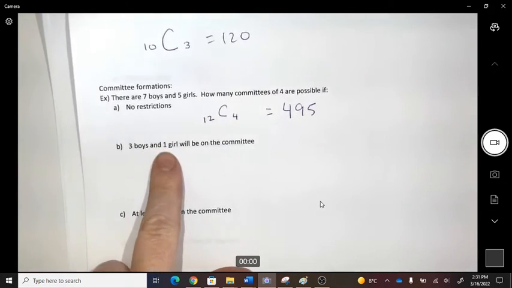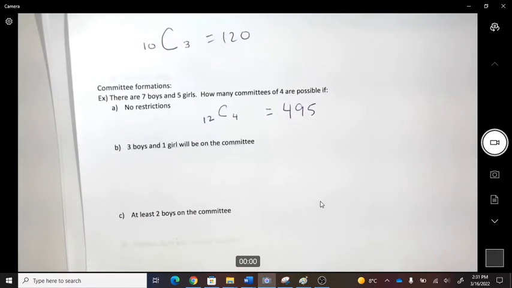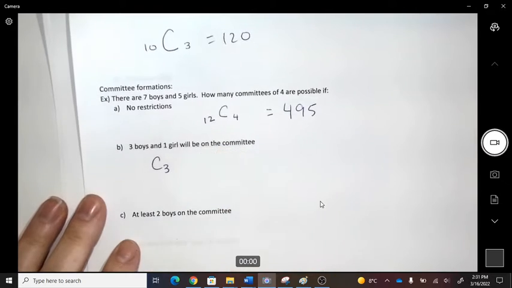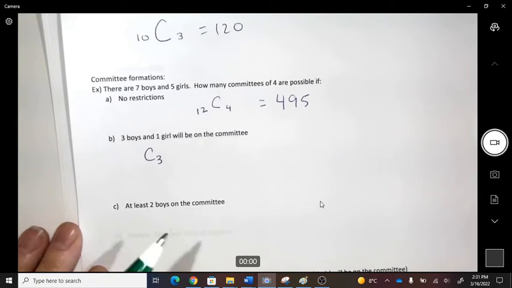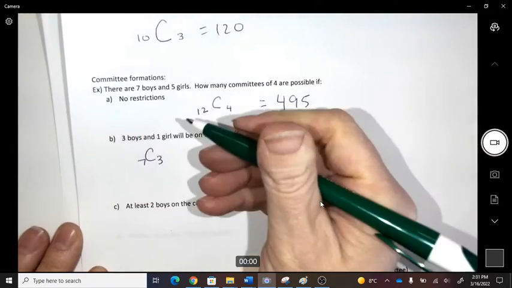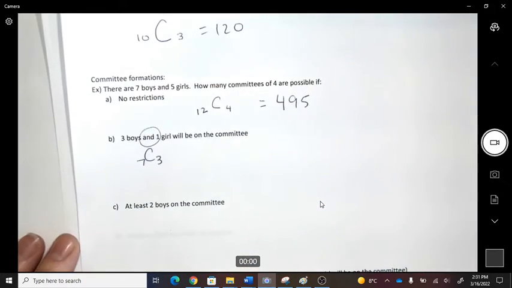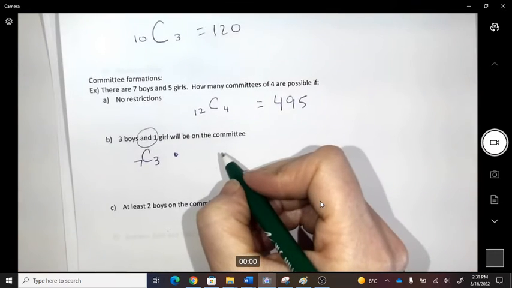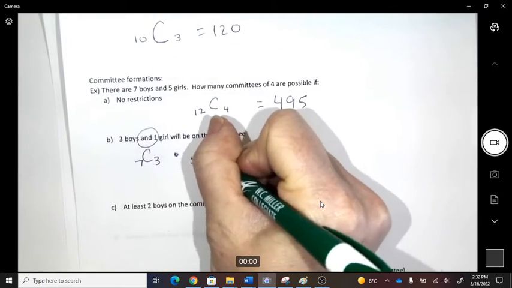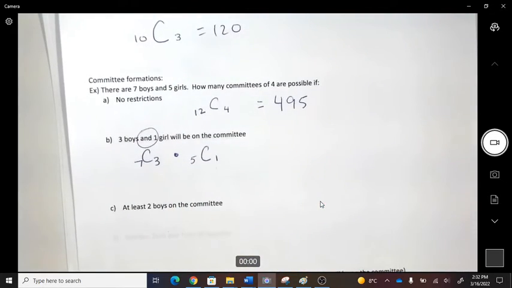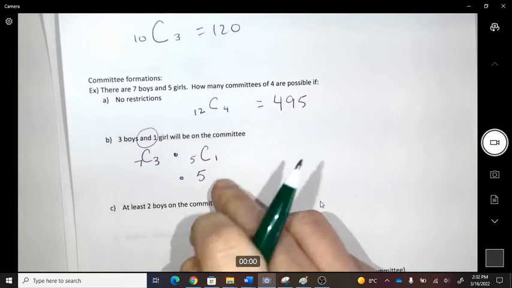Okay, there's 3 boys and 1 girl on this committee. Okay, so I'm going to choose 3 boys. How many options do I have to pick from with my boys? 7. When I see the word and in math, which operation do I put? Multiply. I'm doing this and this, and I'm going to choose 1 girl. How many girls do I have to pick from? I have 5 girls, and I'm going to choose 1. Okay, so in your calculator, I do remember that that's just 5.